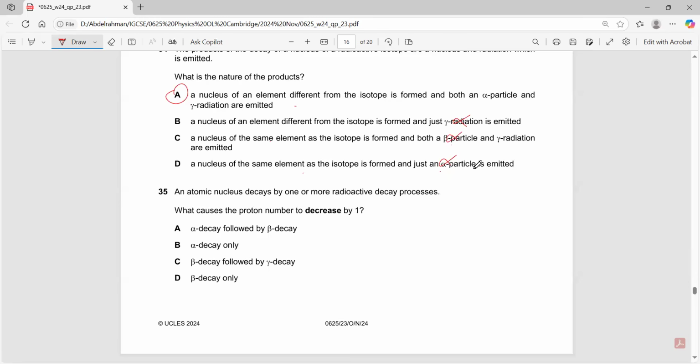An atomic nucleus decays by one or more radioactive decay process. What causes the proton number to decrease by one? To decrease by one, I know that when I produce an alpha, it decreases by two, right? And I know when I produce a beta, it increases by one. So if I decrease by two and then increase by one, then the total change would be decreasing it by one. So you need to produce an alpha and a beta particle, both.